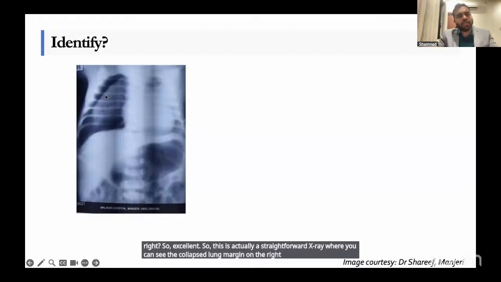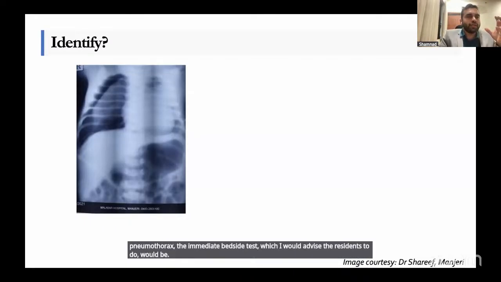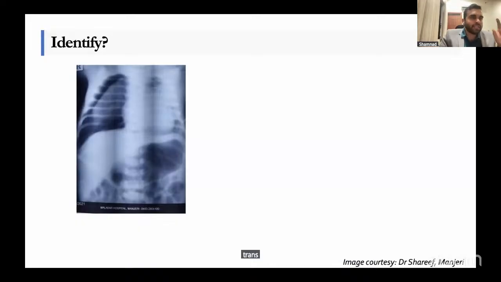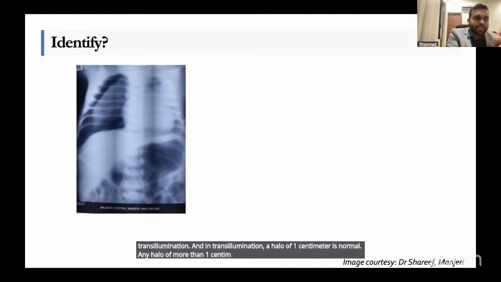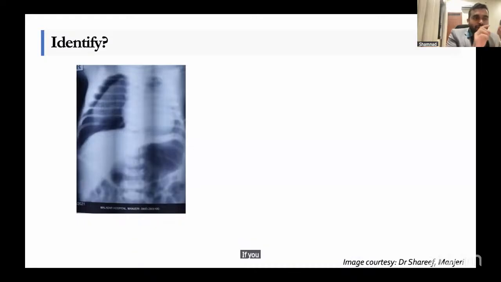Now, with regard to pneumothorax, the immediate bedside test which I would advise the residents to do would be trans illumination. In trans illumination, a halo of 1 centimeter is normal. Any halo of more than 1 centimeter around your trans illumination instrument is considered a positive sign. And make sure you dim the lights of the NICU. If you do the trans illumination with all of your lights on, you might sometimes miss it.